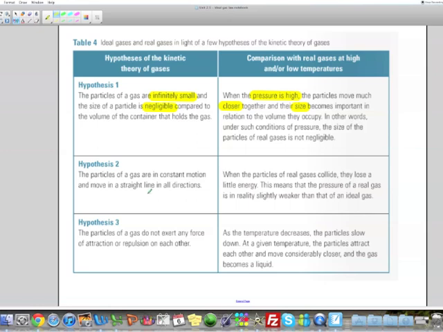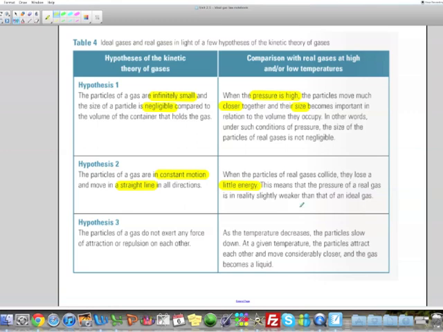For hypothesis number 2, the particles of a gas are in constant motion and they move in straight lines, so we know this already. Versus a real gas, when the particles of a real gas collide, they lose a little energy. So the energy is not constant. The collisions are not what we call elastic, whereby even if there's a collision, there's no exchange of energy. That would be for a hypothetical or ideal gas. When two particles collide together, they each go their way and nothing loses energy. The energy stays the same, the speed stays the same, everything stays even.